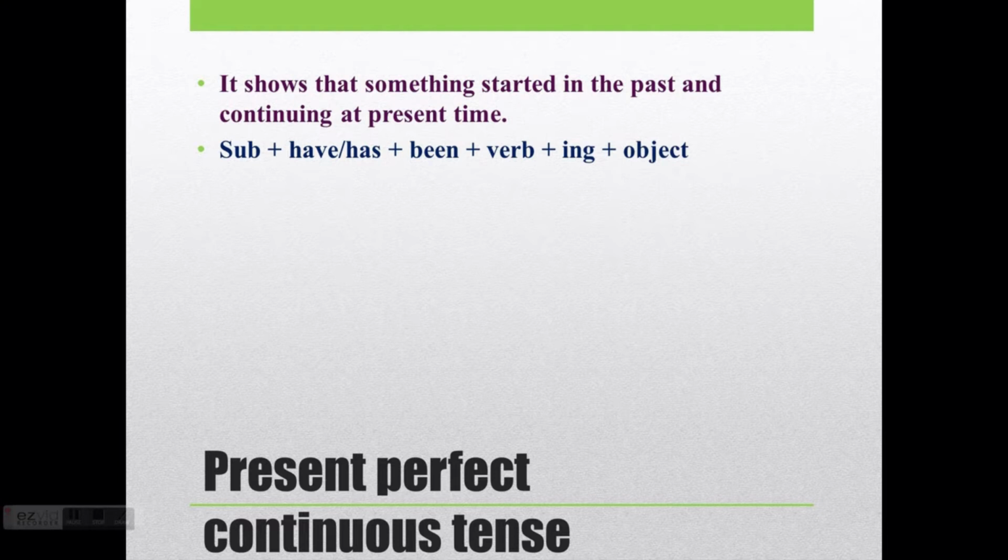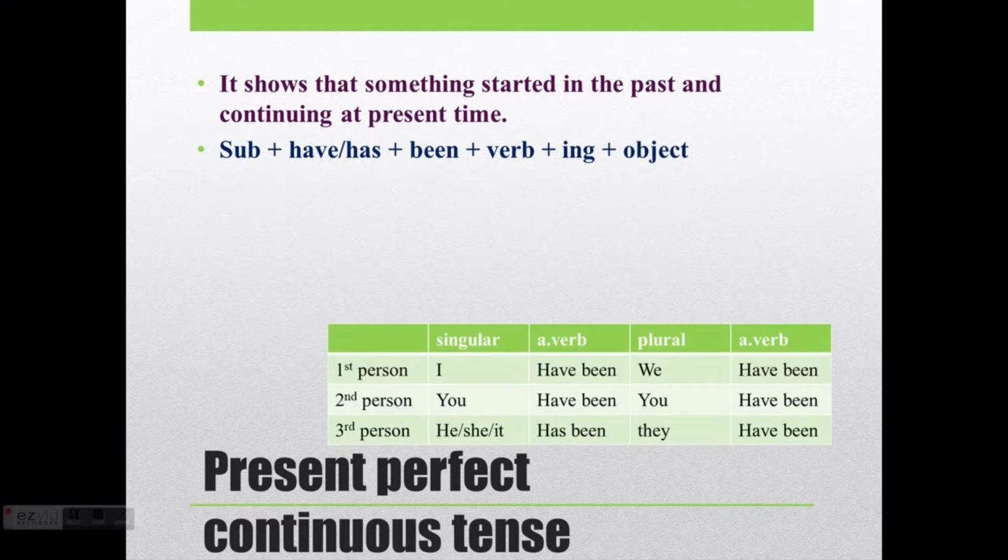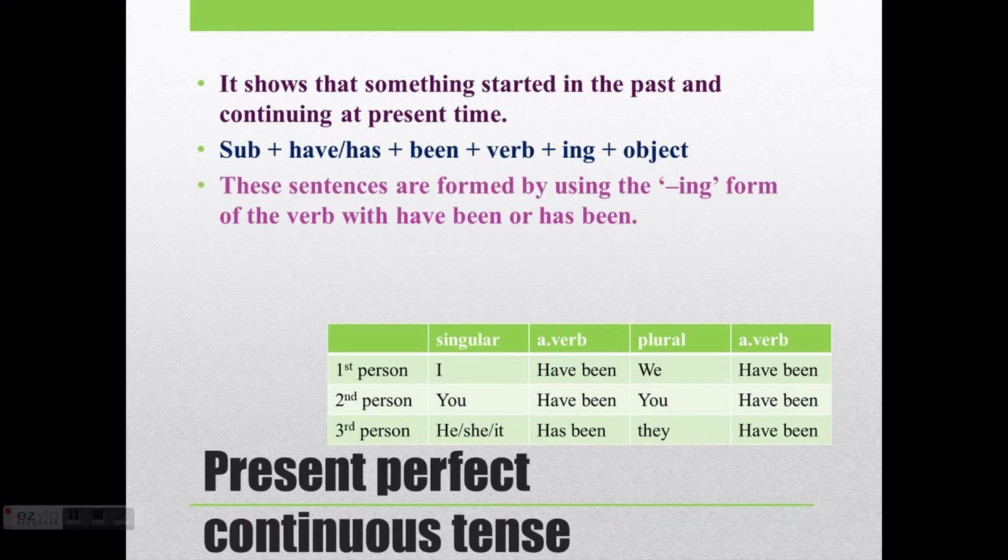So the sentences in the present perfect continuous tense will be in the form of subject plus have or has plus been plus verb plus ing form plus object. So let's take the table. We should use have been for I, you, and all the plural subjects, whereas we should use has been for he or she or it or singular subjects. So now let's take an example. These sentences are formed by using the ing form of the verb with have been or has been.